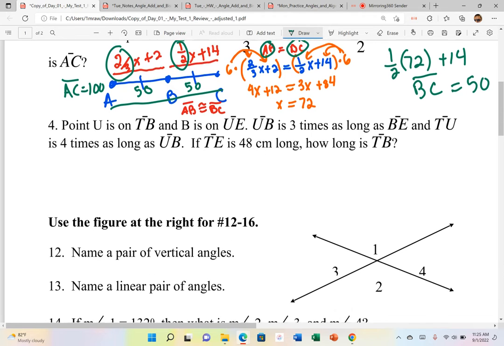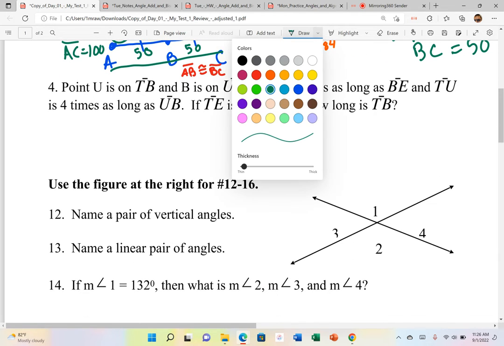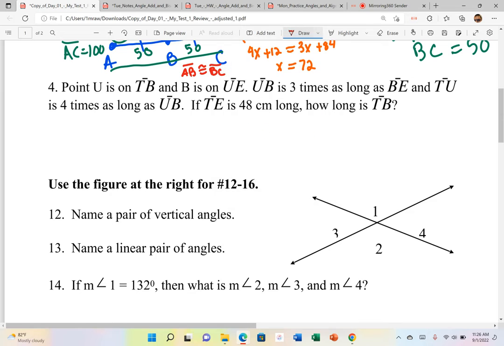Okay, so number 4. It says point U is on TB. So I'm going to go ahead. Does it say it's in the midpoint? No. So point U is on TB. So it can be anywhere, right? I'm just going to put it there.